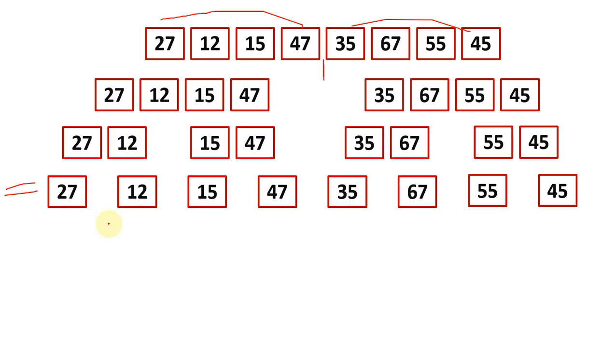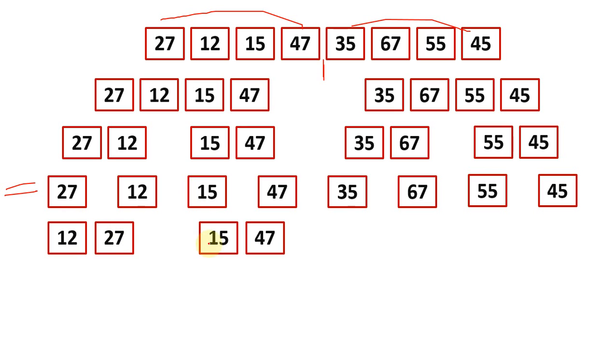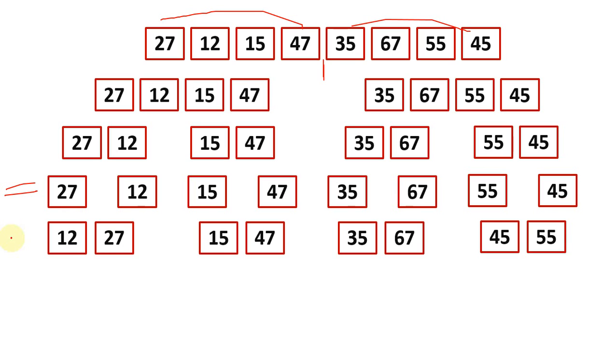So this is list 2. List 1 and list 2 will be compared. Comparing, 12 is less than 27, so 12 will come first, then 27. Next, 15 and 47 will be compared, and 15 and 47 will be arranged as they are. Similarly here, 35 and 67 will be arranged as they are. Here list 7 is 55 and list 8 is 45. So 45 is less than 55, so 45 will come earlier than 55 and they merge. Now from 8 lists to 4 lists, this is merge 1, M1.